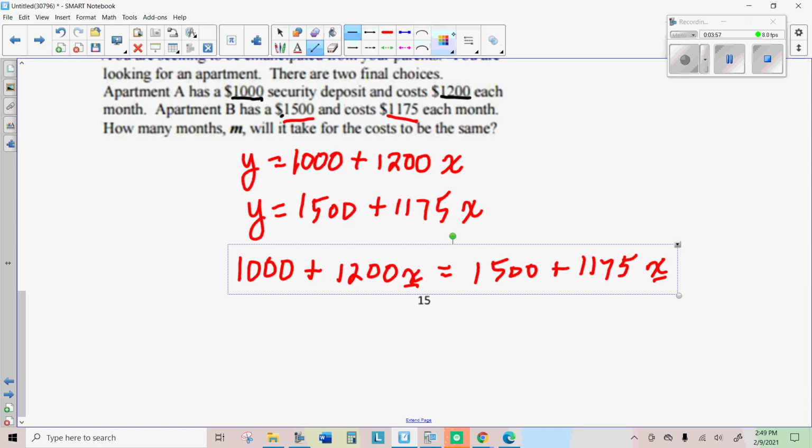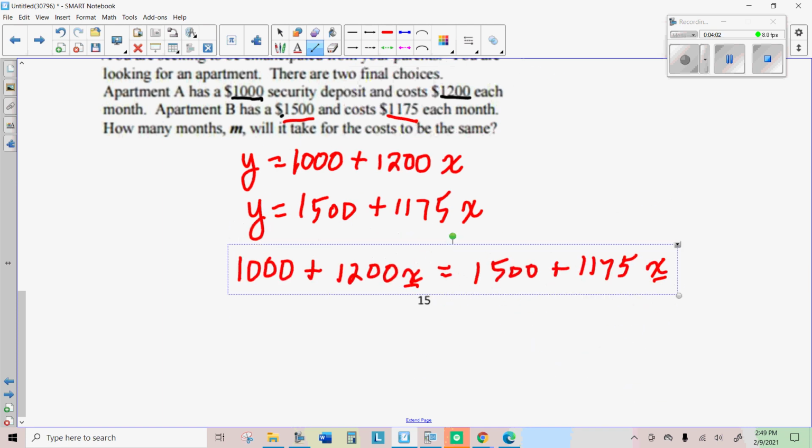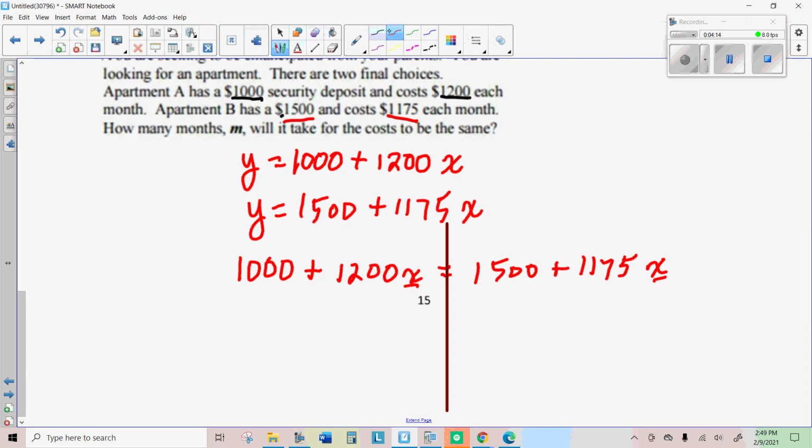What I can do is I can just subtract the x away from one side. And what I mean by that is, mathematically speaking, if I were to subtract 1,175x, so those are like terms, I actually get 0x, which is 0. And then the only thing left on this side is 1,500, which is really cool.